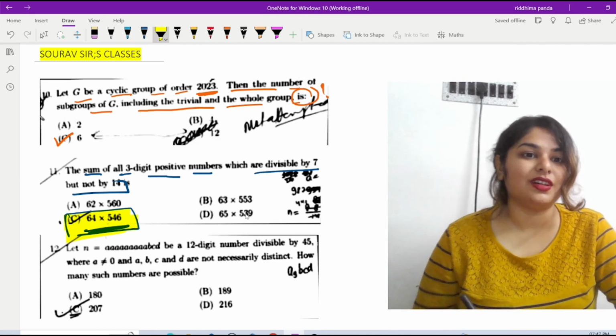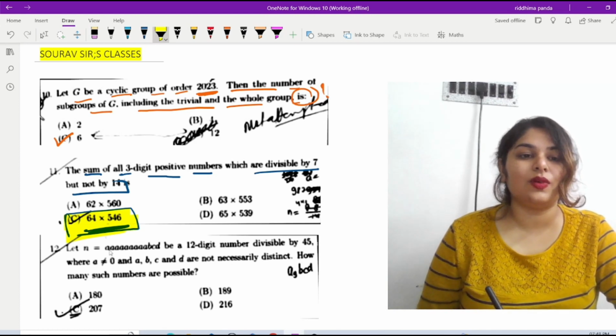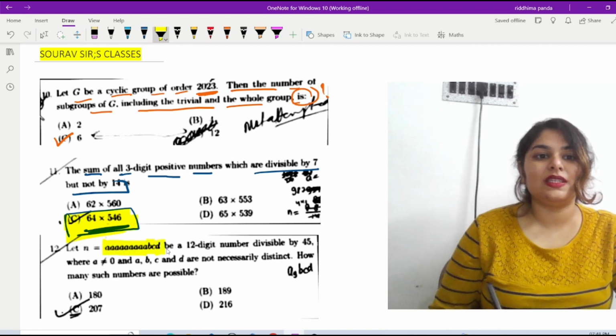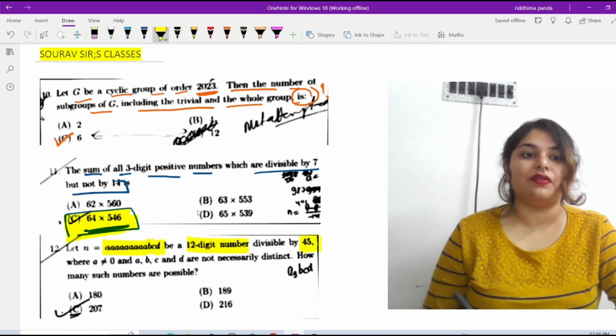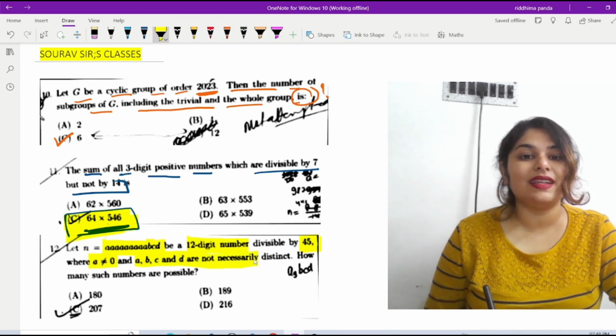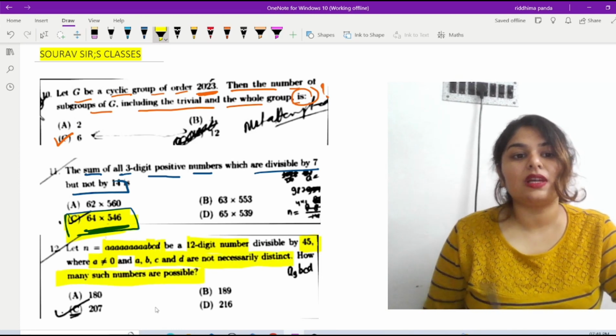Now let's move on to the 12th question. The 12th question reads: let n be equal to A, B, C, D, so there are 9 A's and 3 different terms B, C, D, forming a 12-digit number which is divisible by 45, where A is not equal to 0, and A, B, C, and D are not necessarily distinct. That means numbers can be repeated. So how many such numbers are possible?